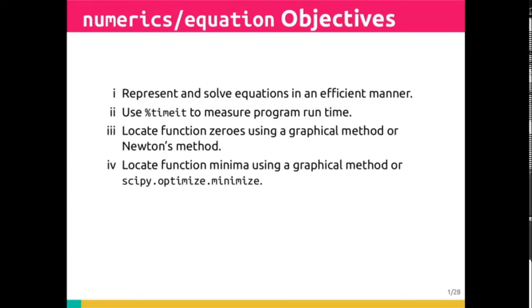We're going to learn about how to measure how long a program takes, and this gives us a way to start to talk about program efficiency. And then finally, we're going to start learning how to locate salient functional features. When we write down an equation, we're often interested in things like minima or maxima, or solutions, crossings, zeros.